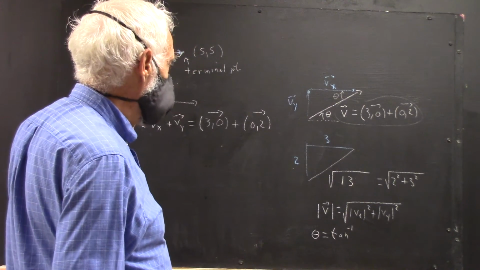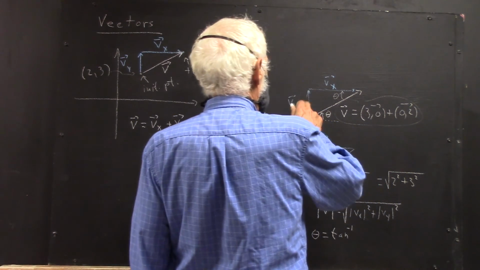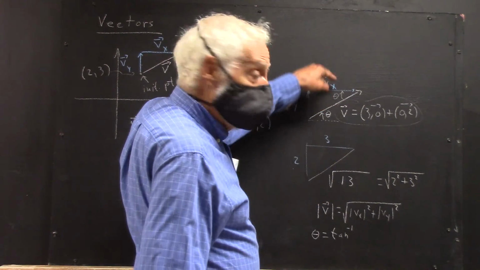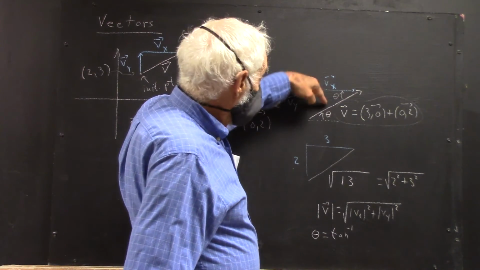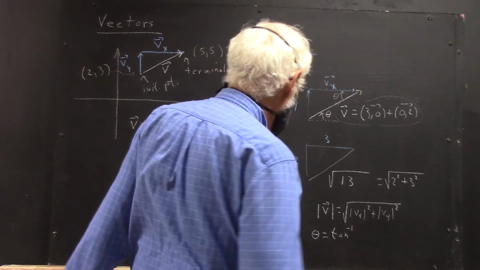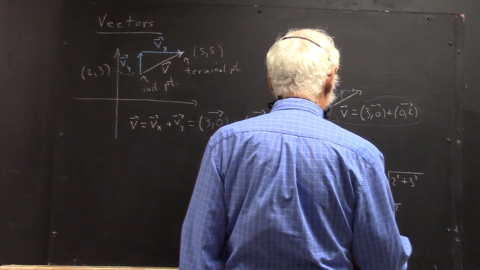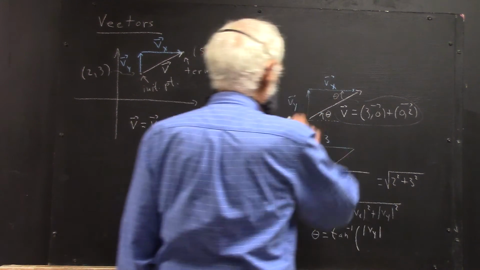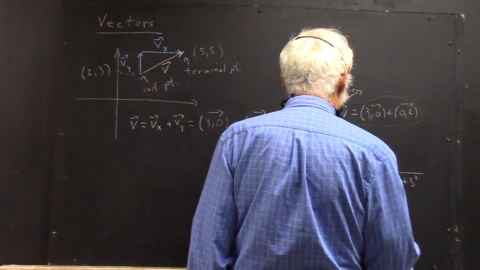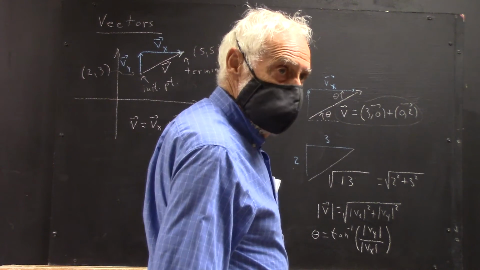Theta is the inverse tangent of this side over this side. Okay? Tangent is the opposite side over the adjacent side, right? And this is the side opposite, this is the side adjacent to the angle. So theta is the inverse tangent of the magnitude of Vy, which is the length of the Vy vector, which is V2, divided by the length of Vx. Okay?